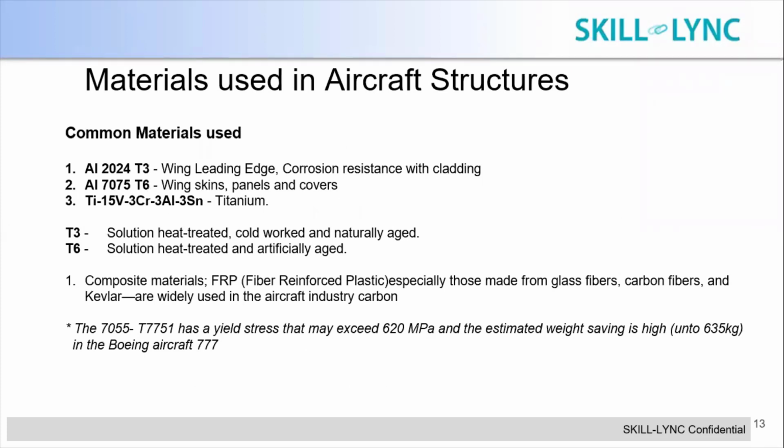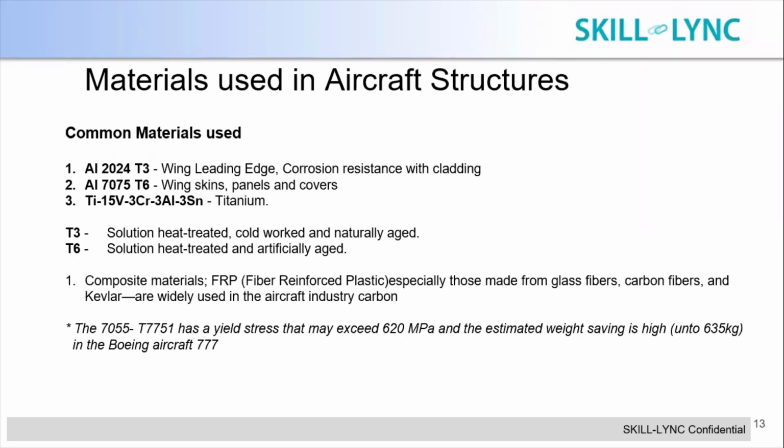Okay, these are the basic materials we use, right? Aluminum alloy 2024, which is conditioned to T3: solution heat treated, cold worked, and naturally aged. This is basically used on wings because it is corrosion resistant and stable. And these are basically used in ribs, spars, and stringers, as the design calls.